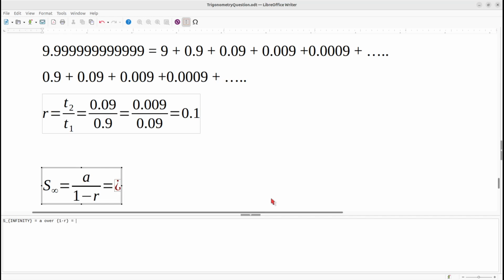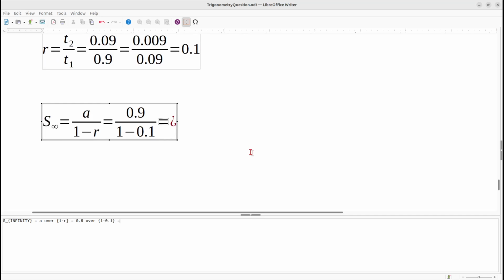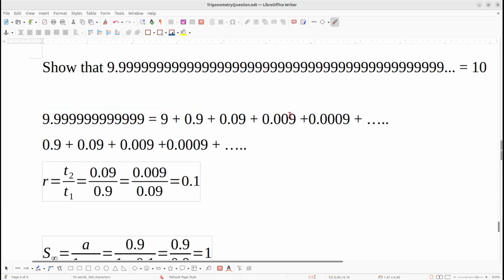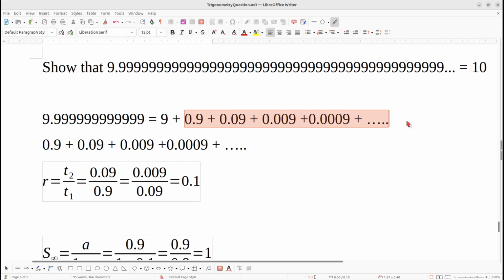In our case, a is the first term, which is 0.9, over 1 minus our r, which is 0.1. So this is giving me 0.9 over 0.9, since 1 minus 0.1 is 0.9. So this is equal to 1. The sum of all these terms from this one going there gives us 1.